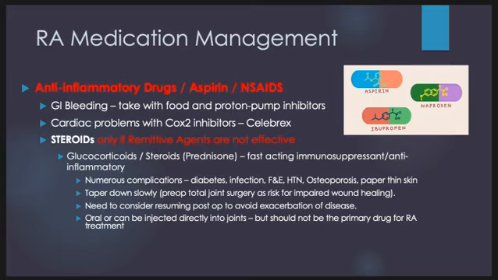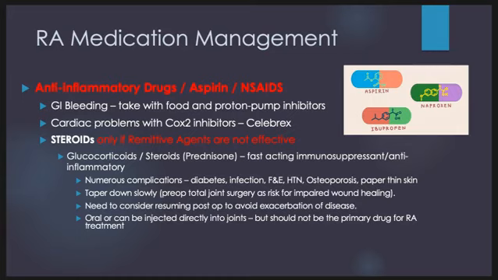Steroid use is only going to be used for exacerbations of rheumatoid arthritis or if they need long-term remission. So if they tried other types of medications and they were not really effective or working, then they may need to start something like prednisone long-term.